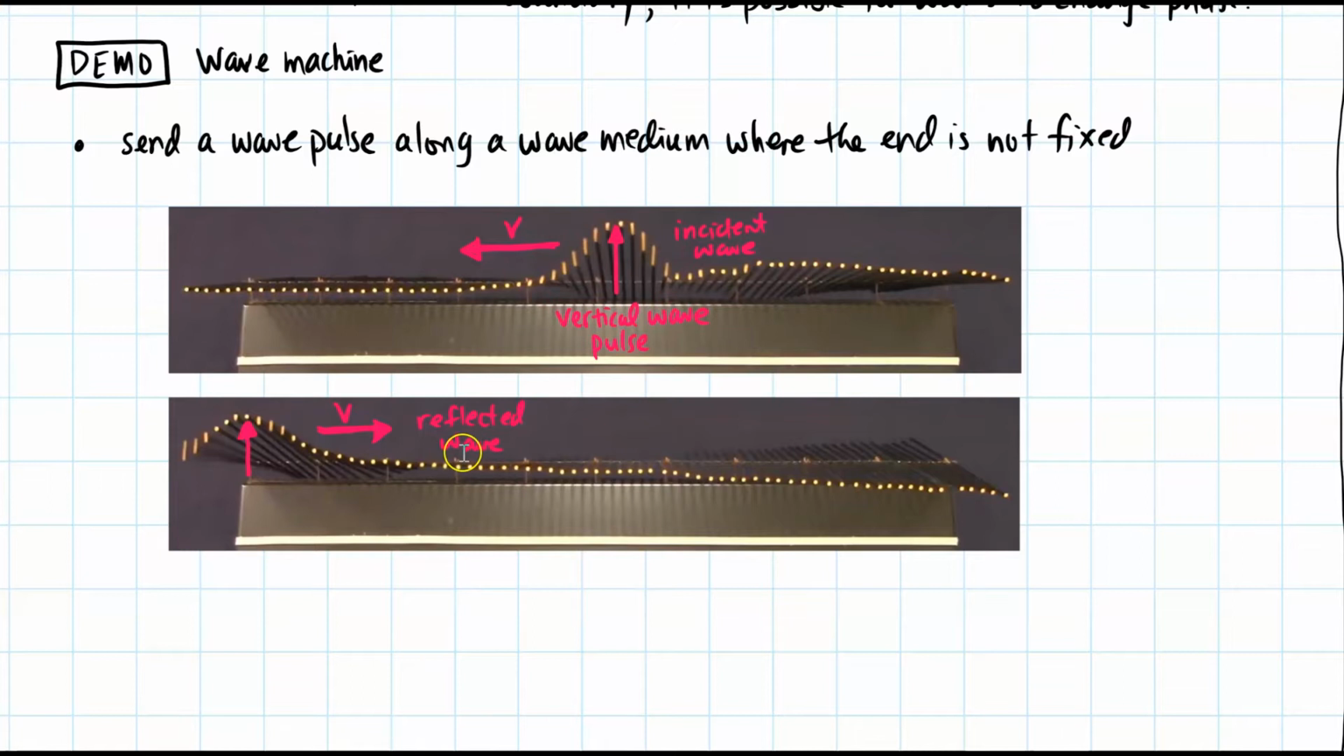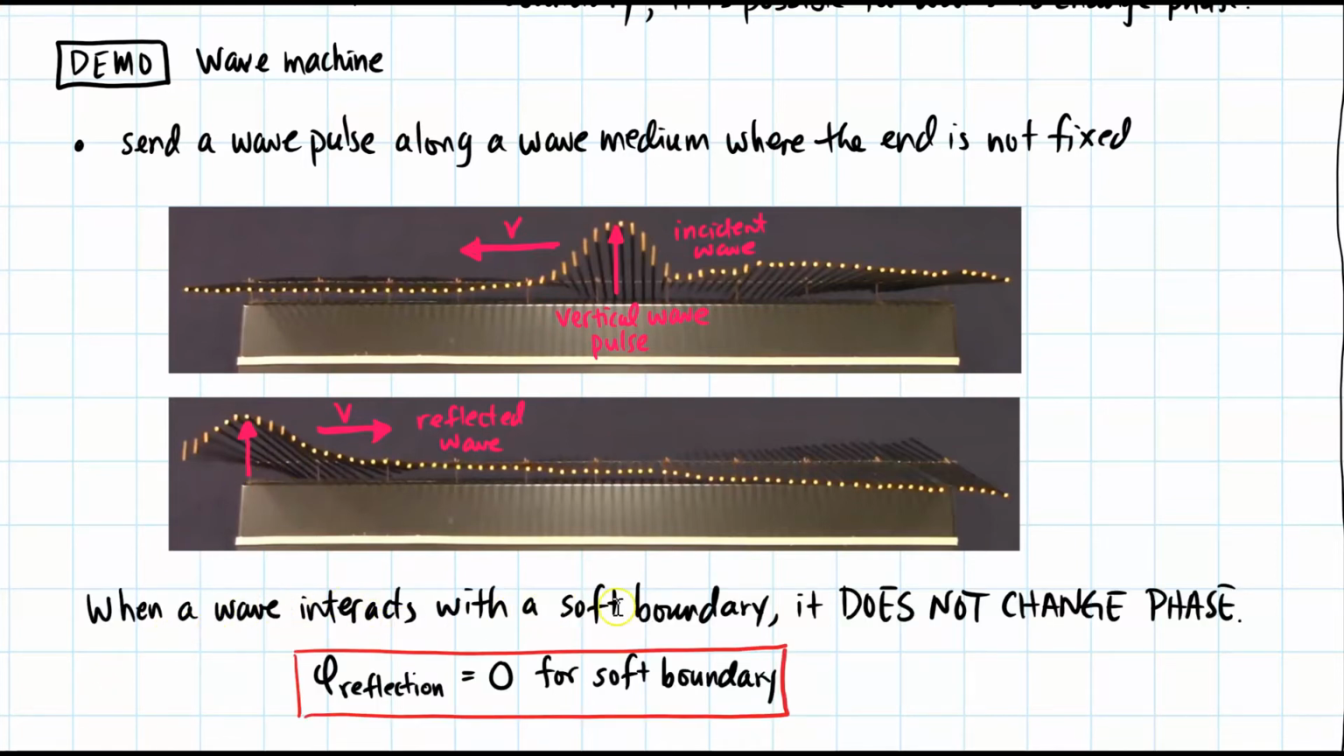So the reflected wave, when you see this, if it hits a soft end, does not change phase. When a wave interacts with the soft boundary, it does not change phase, so therefore the phase of reflection is 0 when you interact with the soft boundary.